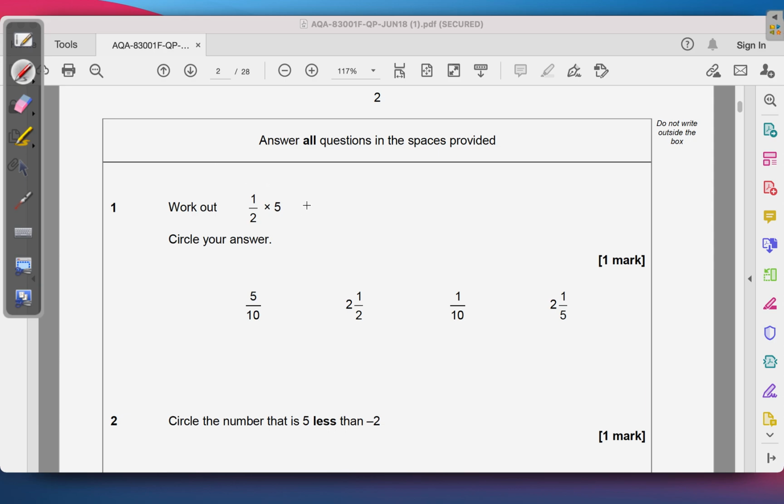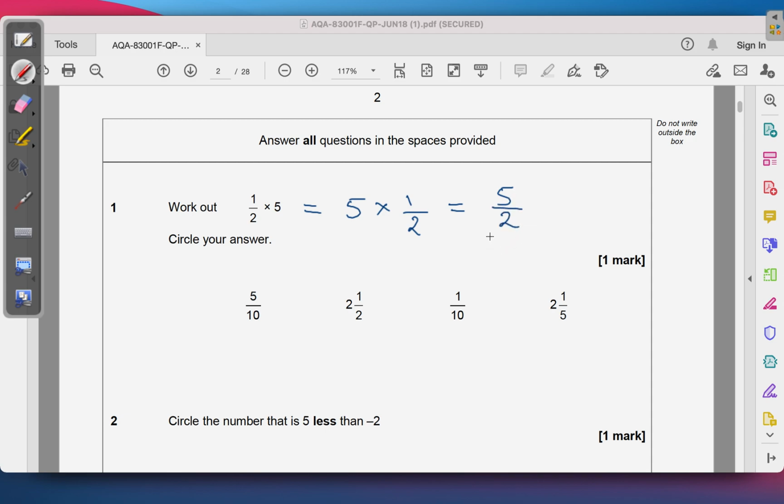So the first thing that I would do is work this out, okay? So 1/2 times 5 is essentially 5 lots of 1/2. You could turn this around to make it look a bit nicer if you want. So you imagine you have 5 halves. Now, when you multiply fractions, you multiply the top, so the numerator. So this will give us 5 halves.